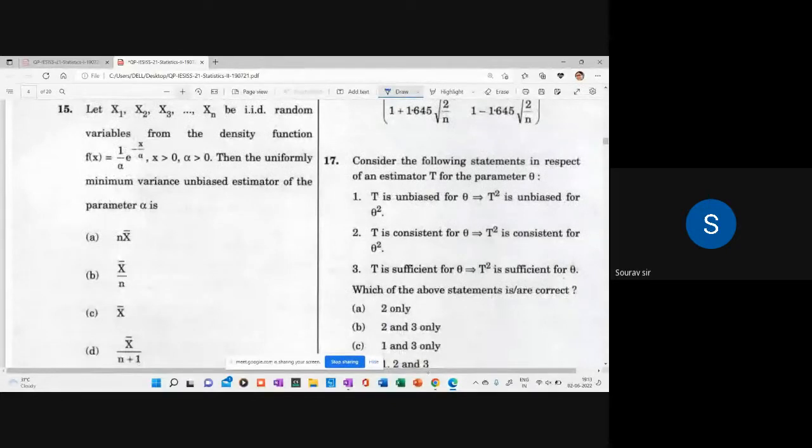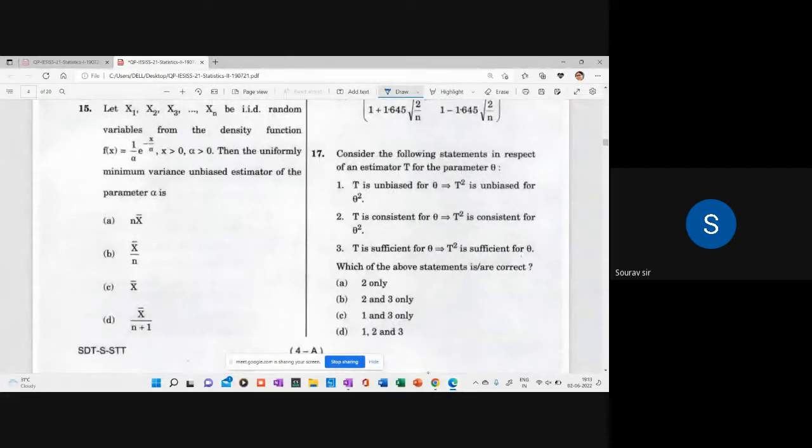Okay, now moving on to question number 15. They are saying that X1, X2, ..., Xn is an IID random sample from the density function 1 by alpha e to the power minus x by alpha, where x ranges from 0 to infinity and alpha is greater than 0. Obviously, it's the PDF of an exponential distribution, as you can see. And you need to show what is the uniformly minimum variance unbiased estimator of the parameter alpha.